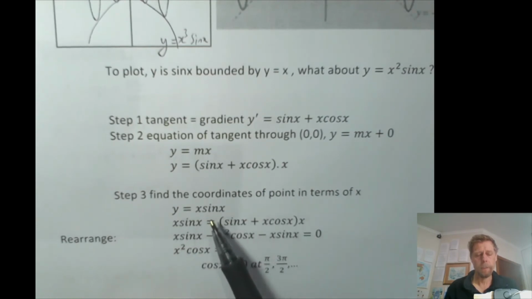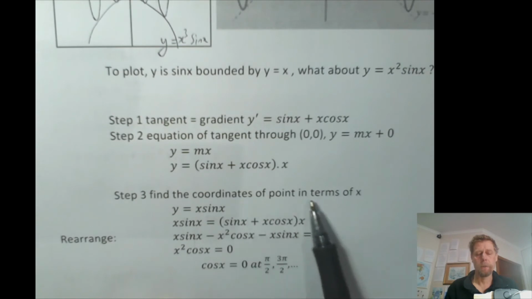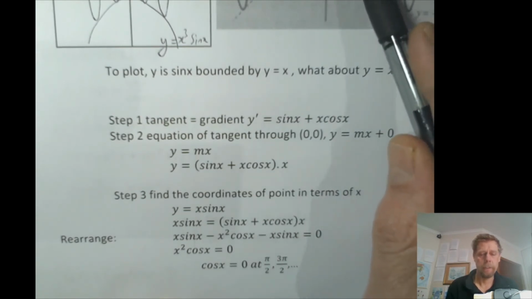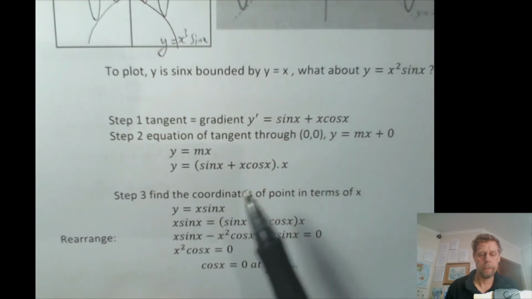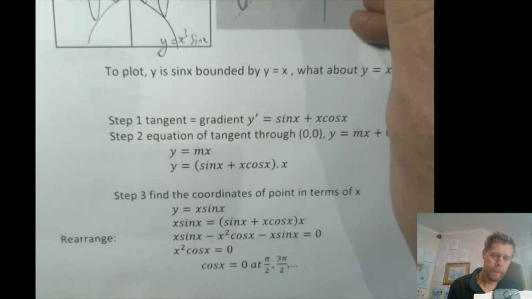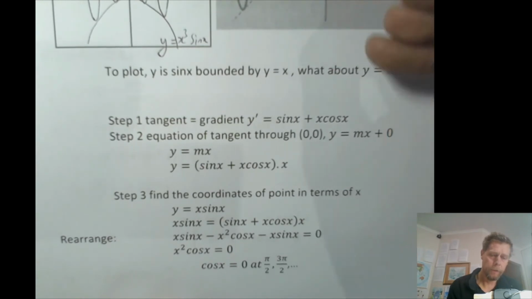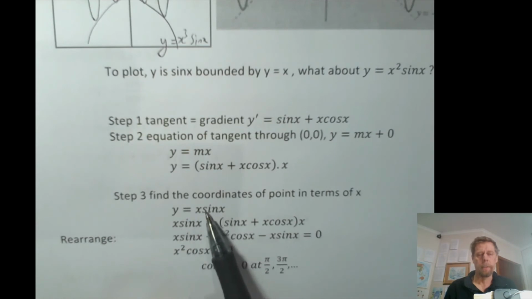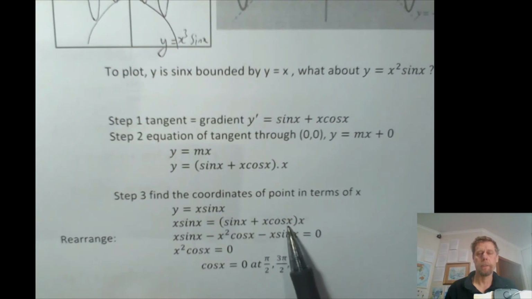And then the last step is to find the coordinates of the point in terms of x. So we've got some point where we have a tangent going through the origin. Say the tangent is over here. You can see it's going to be somewhere there, and then it's got to go through the origin. So now we know y equals x sine x, so x sine x equals sine x plus x cos x, times x. So there's going to be some value x where this condition is satisfied.